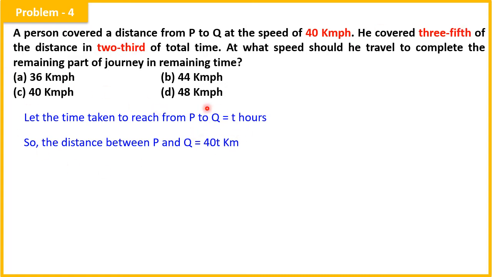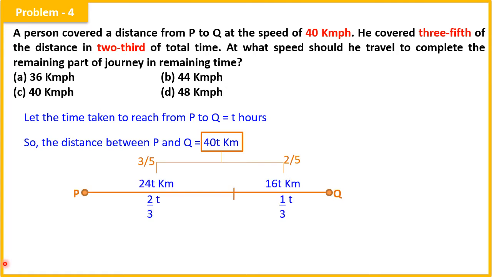So this 40t distance, we split it up into 3/5 and 2/5. Splitting into 3/5 and 2/5 gives 24t and 16t, as 3/5 of 40t is 24t and 2/5 of 40t is 16t. Now this 24t kilometers distance he covers in 2/3 of the total time. So I will write here 2/3 of t. So obviously the remaining 16t kilometers he travels in 1/3 of the time.